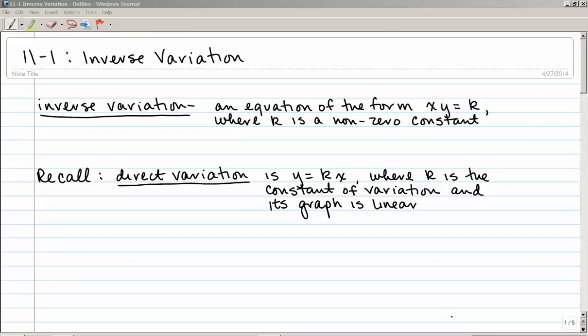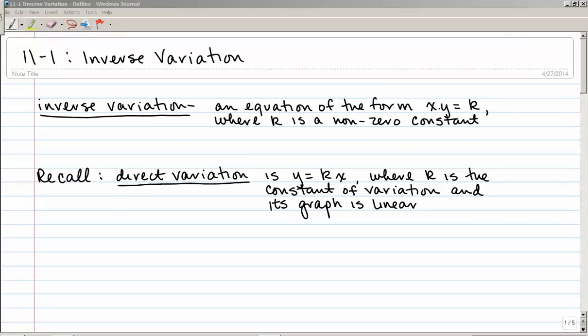Section 11.1 is on inverse variation. Inverse variation is an equation of the form xy equals k, where k is a non-zero constant. Compare this to direct variation, which we talked about, I believe it was back in Chapter 4, and the equation for that was y equals kx, where k was the constant of variation, and the graph of this was linear.